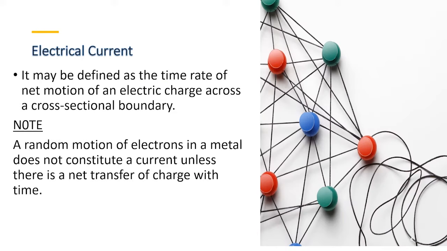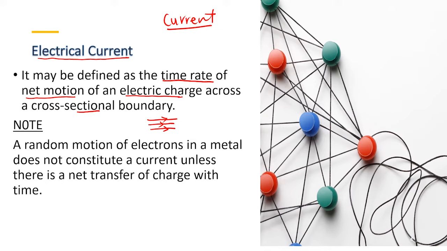Now, since we are talking about active elements and the generation of electricity, we must also talk about currents. We are still on the active element. So if active elements are going to produce or generate electricity, then we should talk about the electrical current they are going to produce. So what is electrical current then? Current is defined as the time rate of net motion of electrical charges across a cross-sectional boundary. Very simple. So anytime there is a net movement of electrical charges across a cross-section, that is electrical current.